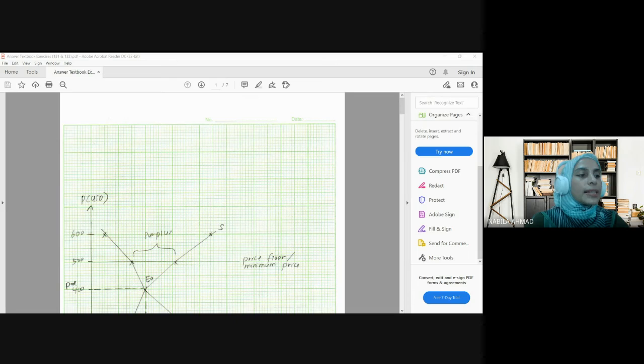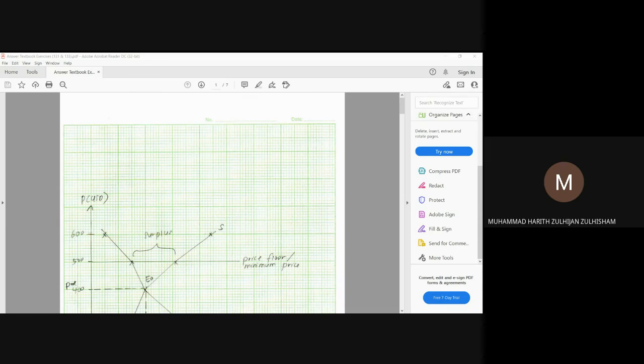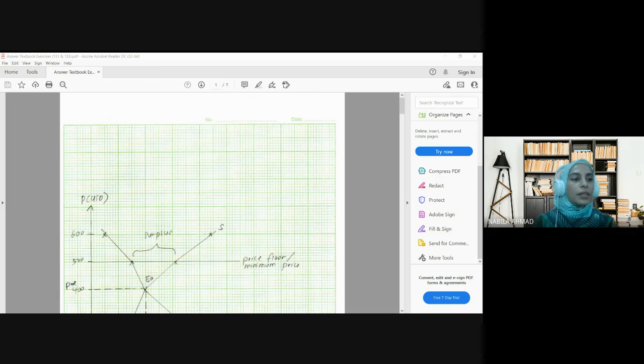Okay, seterusnya, an increase in the size of population in the market will cause. So bila size of population increases, population ni adalah determinant of demand. So bila population meningkat, apa berlaku kepada demand curve? Demand curve shift rightwards. Okay, betul ya. The demand curve to shift rightwards. D jawapan dia.